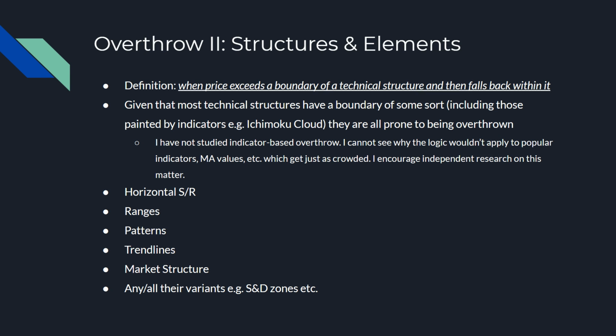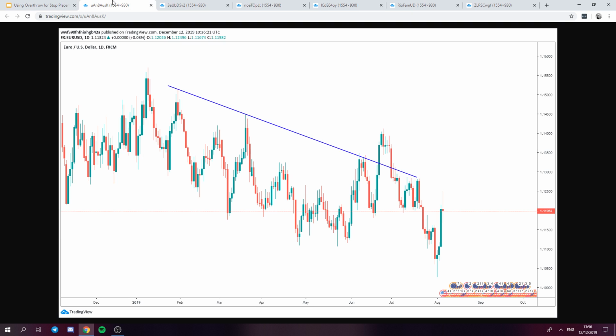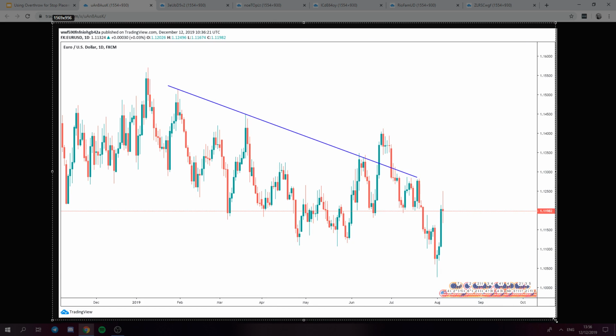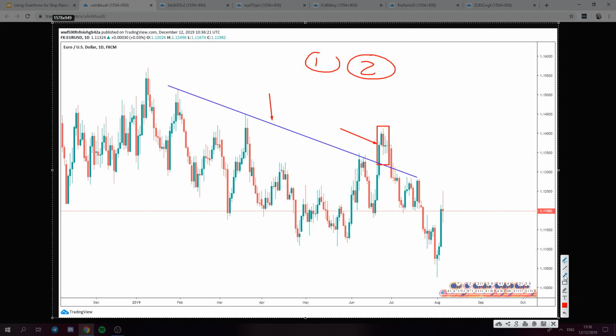So the structures and elements of overthrow, again, just to reiterate the definition: when price exceeds a boundary of a technical structure and then falls back within it. So applying that to our Euro to USD example, obviously the trend line is our technical structure. It was exceeded in this portion, right? Certainly the first sign of it was the close above. And then the second element, so just to recap, element 1 is price exceeds the technical structure, right? Yes. Element 2 is the price then falls back within it, which happens on this daily close, right?